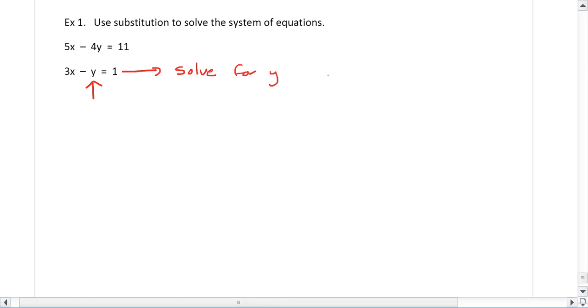So if I first start, I'm going to get rid of the -y, so I'm going to add a y to both sides. So 3x equals 1 plus y, and then I'm going to subtract a 1 from both sides. And so I get 3x minus 1 equals y. All right, that's your first step, is that you have solved for y. Now, I like to take this to visually show you. I'm going to put it in parentheses. This is what y is. y is 3x minus 1.